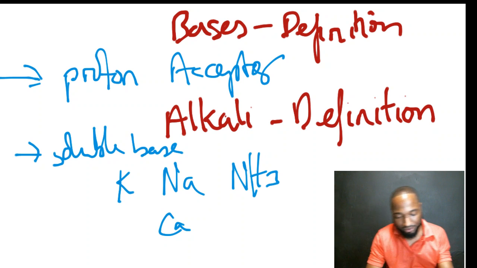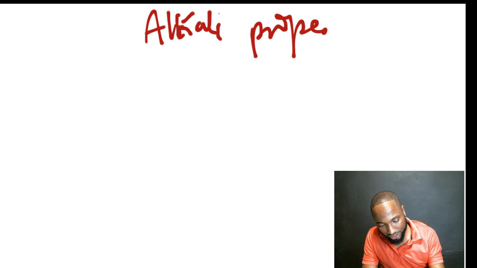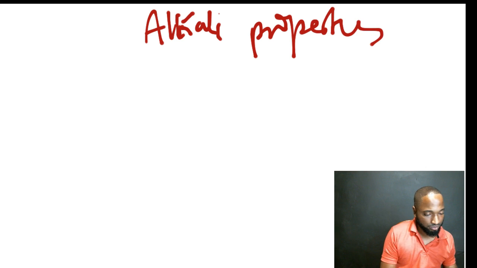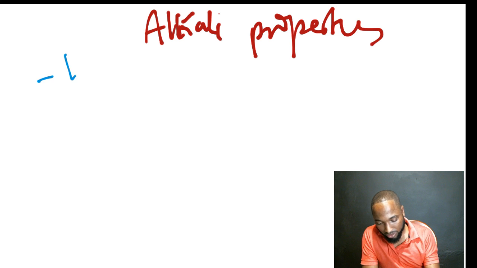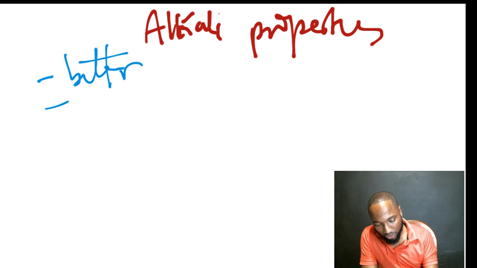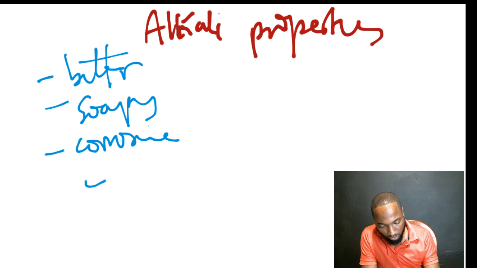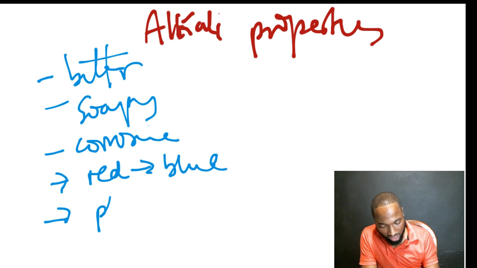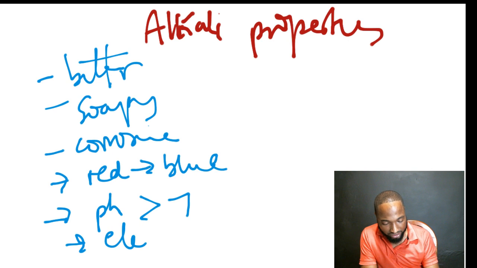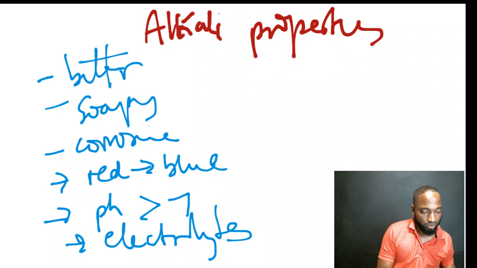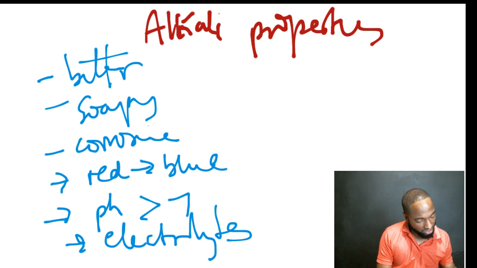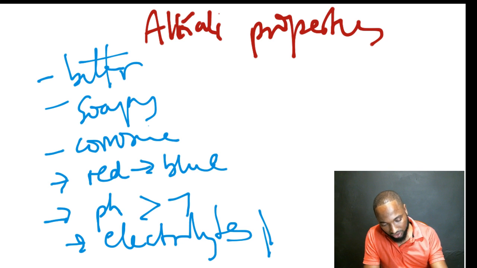Properties of alkalis. Very quickly, three properties: bitter taste, corrosive, soapy. They turn litmus paper from red to blue, have a pH above 7, and are electrolytes that conduct electricity.